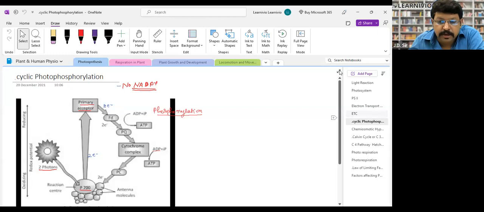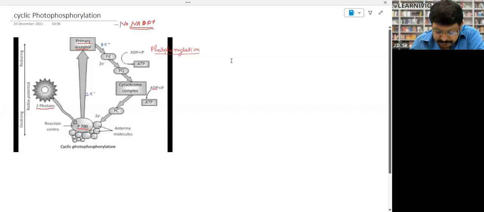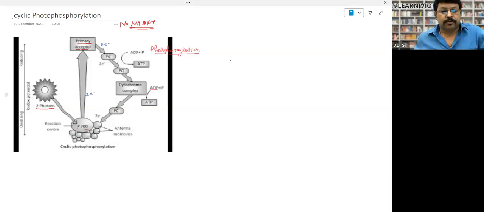Come to the cyclic. I have written here: when no NADP, what will happen? Electron will start its journey from P700. Electron has already reached P700. It will take the energy, it will jump. The primary electron acceptor is a special chlorophyll a molecule. It will receive the electron and transfer it to ferredoxin. But from ferredoxin, NADP plus is not present. So from ferredoxin, it will again come back to plastocyanin.